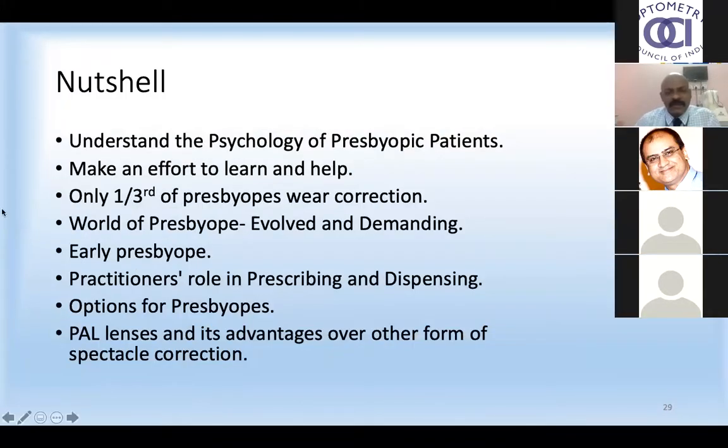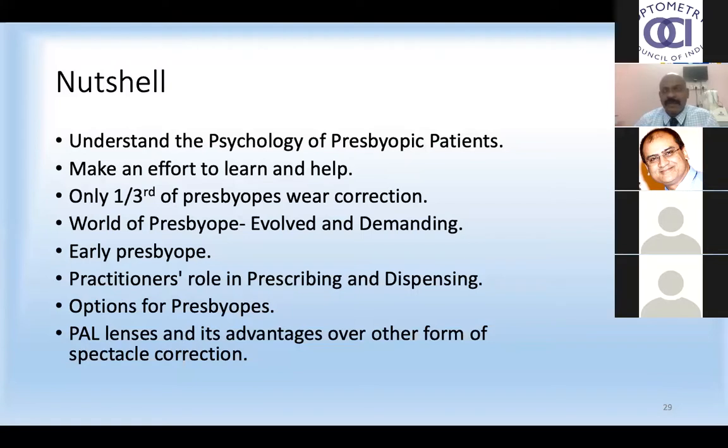So in a nutshell, first understand the psychology of a presbyopic patient. Make an effort to learn and help the patient to get rid of the fear of denial and help them to understand that this is something which happens, which is here to stay, and they might have to wear a certain correction. Only one third of presbyopes wear presbyopic correction. Understand the world of presbyopia, which is evolving and demanding. All types of jobs require various types of challenges. Understand what is an early presbyope and what challenges he faces.